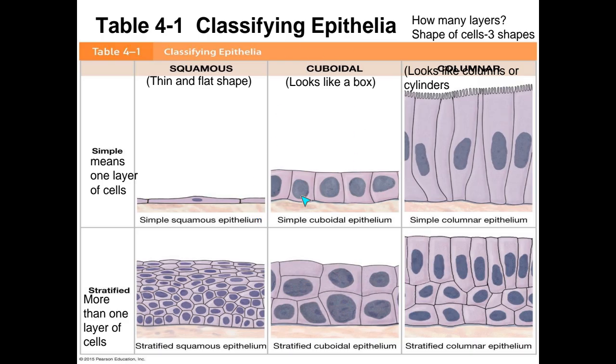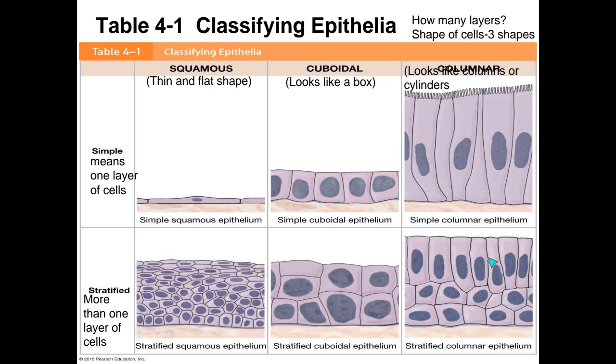If the shapes are boxy and it's just one row of cells, then it is simple cuboidal. And then one row of columns, it's simple columnar. If it's many layers, it would be stratified squamous, or stratified cuboidal, many layers of boxes. This is one layer, this is considered another layer. Or if it's many columns, it would be stratified columnar epithelium. So that's how we label them.